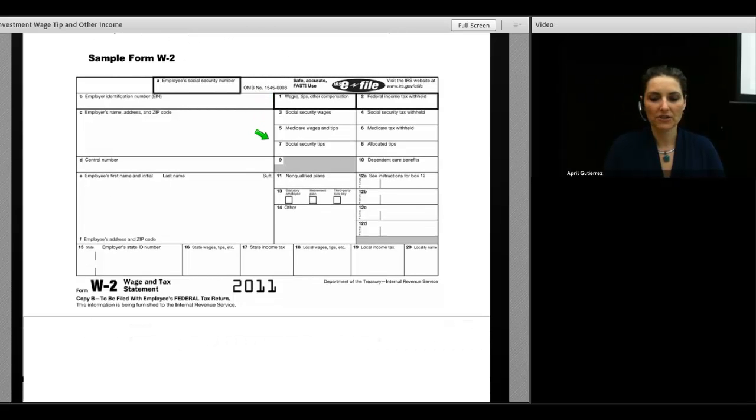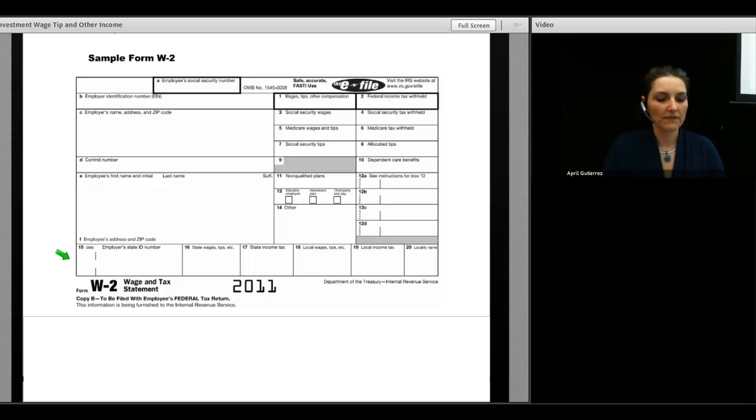We also have other additional boxes here, including allocated tips, dependent care benefits, and information for statutory employee checkbox, retirement plan checkbox, and third-party sick pay checkbox. We also have Box 12 where codes are entered, and the most common codes we'll see here are C, which has to do with life insurance benefits, also a D for 401k plans, or an E for 403b plans. I've also seen a code P in here for deductible moving expense reimbursements. Those are items that appear in those boxes.